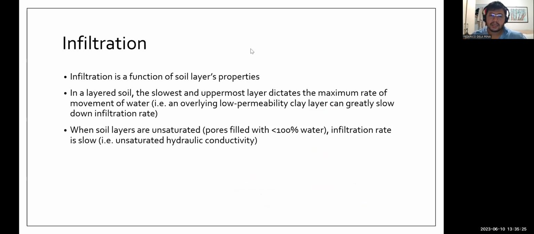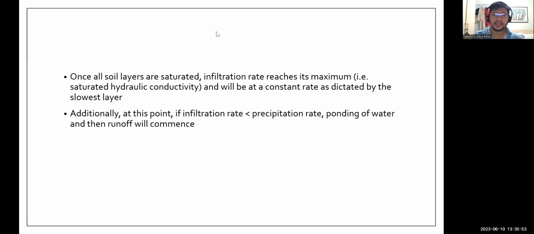There are other factors that can modify the infiltration rate in soils. For example, when you have soil that is unsaturated, meaning the pores are not totally filled with water, you can get a very low or slow infiltration rate. But once you saturate the soil, you can get a very, very high infiltration rate.